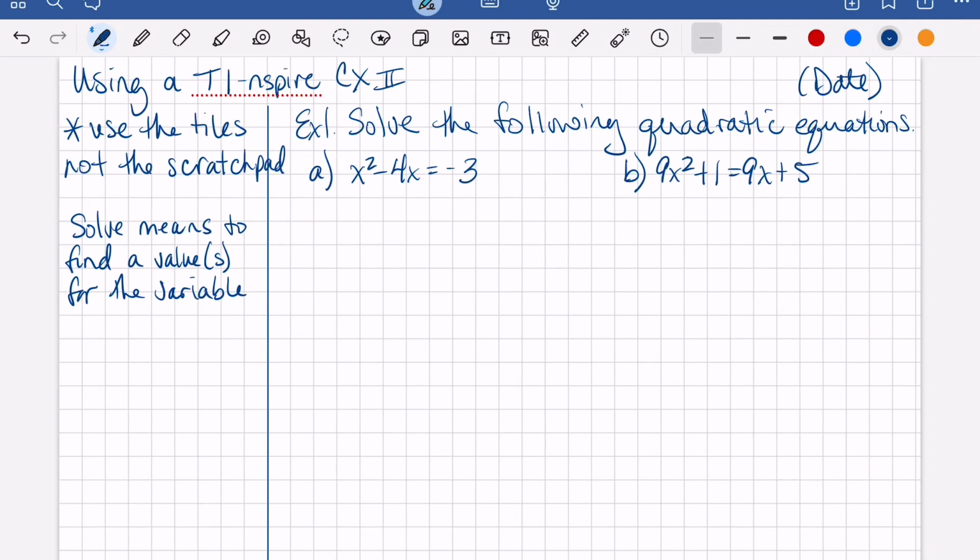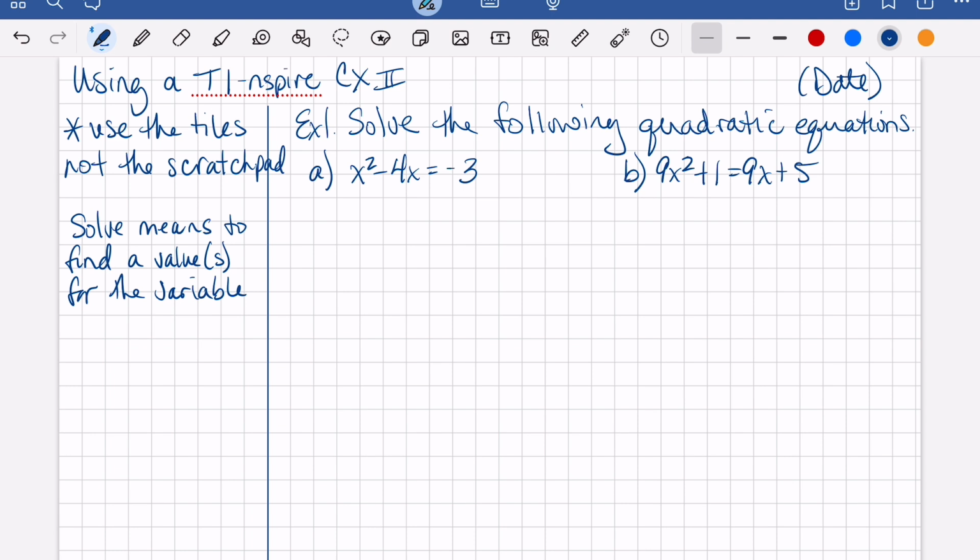So today we're going to talk about how to use the TI-nspire CX2 calculator to get these answers. There's a few different ways, but I'm going to go through the way that will bring you the most consistency and validity for these answers.